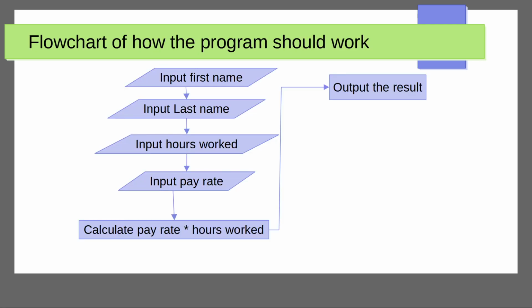So for this particular problem, I decided to represent the visual diagram of the flowchart. So we're going to go ahead and we're going to input the first name, then we're going to input the last name, input hours worked, input the pay rate, calculate pay rate times hours worked, and then output the result. So these are the steps that we're going to use to write our program.